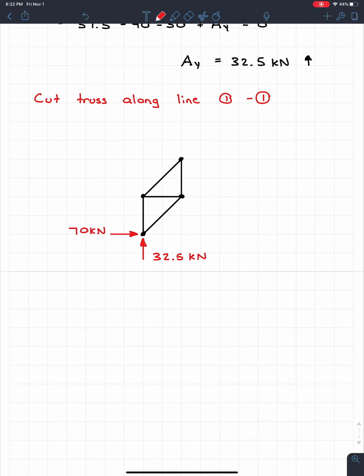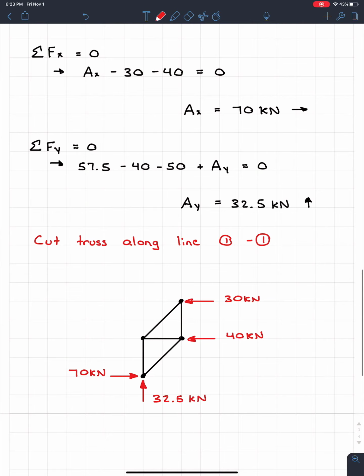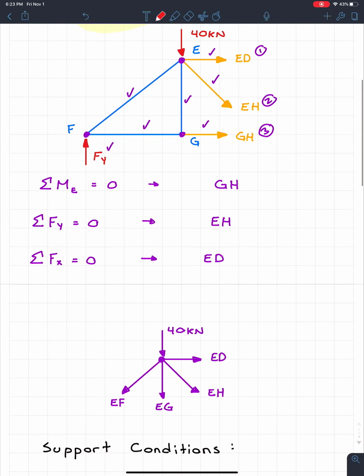We also know that we had some lateral loads acting on these two joints, so we're going to throw those in too because those will be very, very important. So the one at the top is 30 kilonewtons, and the one at the bottom is 40 kilonewtons. So now is kind of the fun part, is now we need to add in the members that we cut.